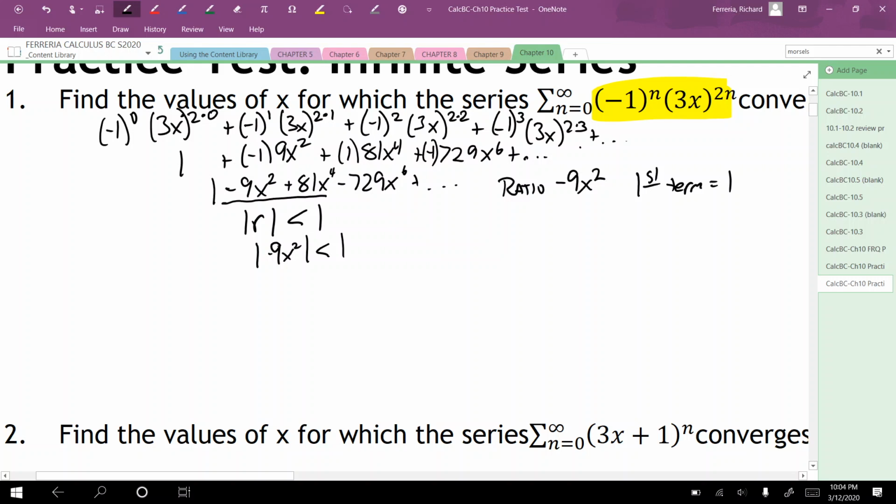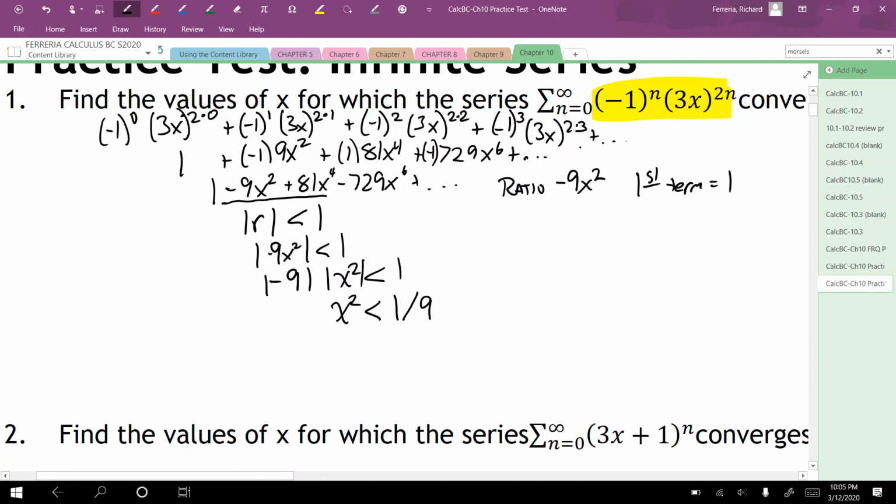Of course, you can separate a product inside of an absolute value as the absolute value of negative 9 times the absolute value of x squared, which should be less than 1. And that brings us to x squared needing to be less than 1. Now, of course, x squared can jump out of that absolute value because x squared will always be positive. And I think I did some math fail. This is 1/9. Okay, and we're ready to go then.